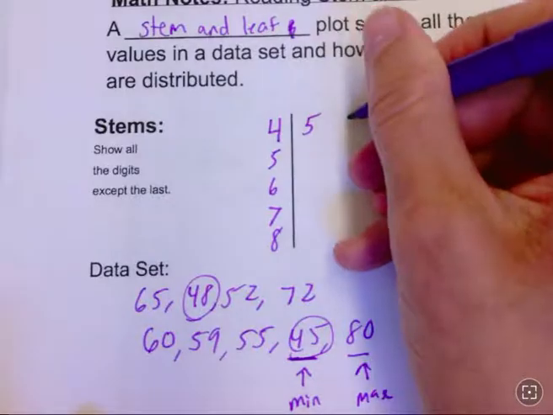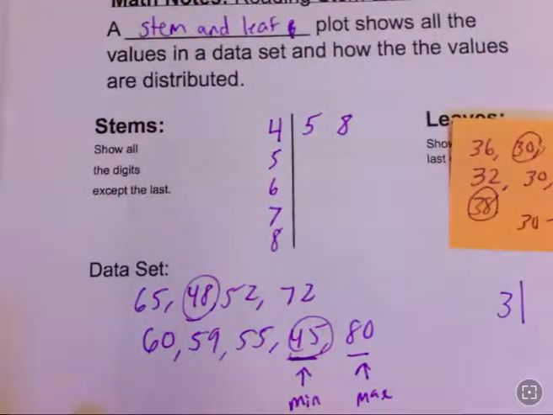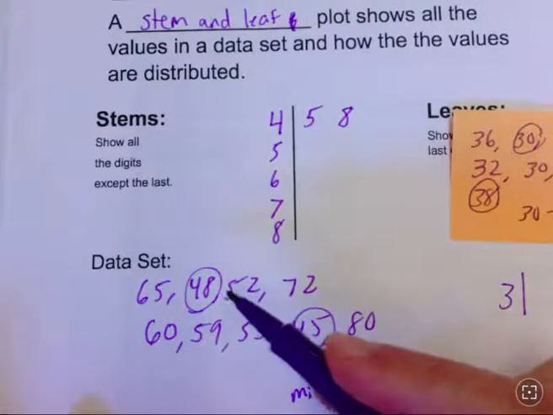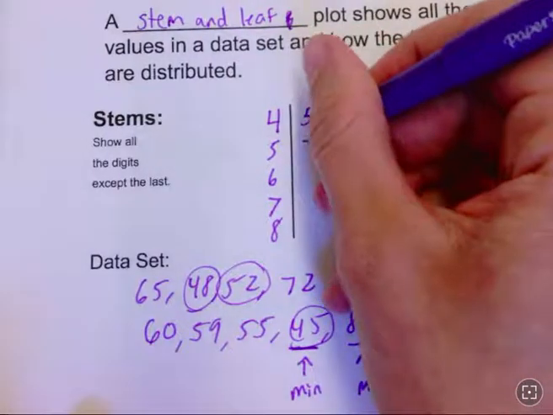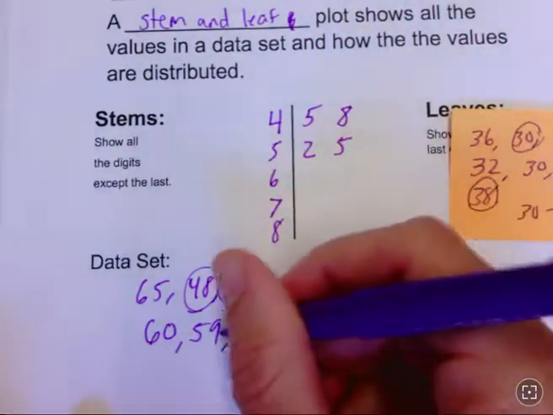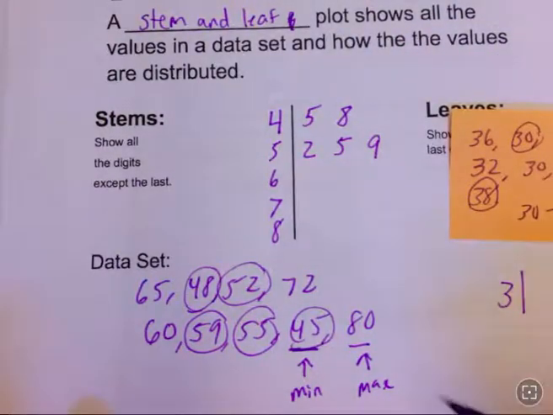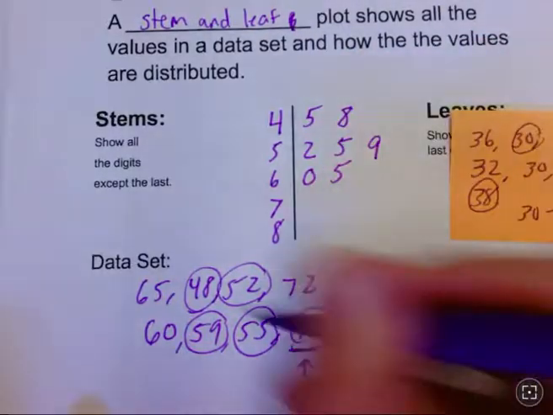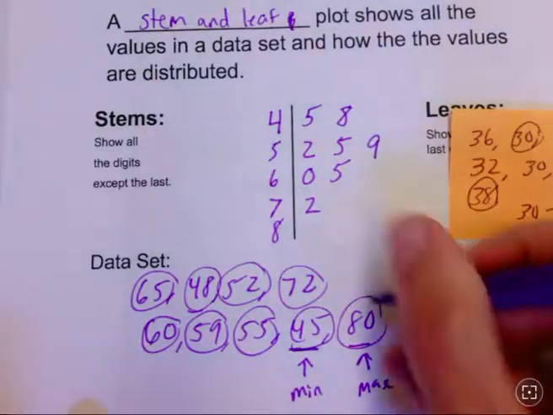I'm going to leave that space and show 8. And I'm going to try to keep my spacing even so it's also easy to tell which row has the most data points in it. And let's see, then in the 50s, I think I got all the 40s, 52 and 55 and 59. So 52, 55, and 59. And then 60s, I have 60 and 65. And 72, the only 70s, and then 80.